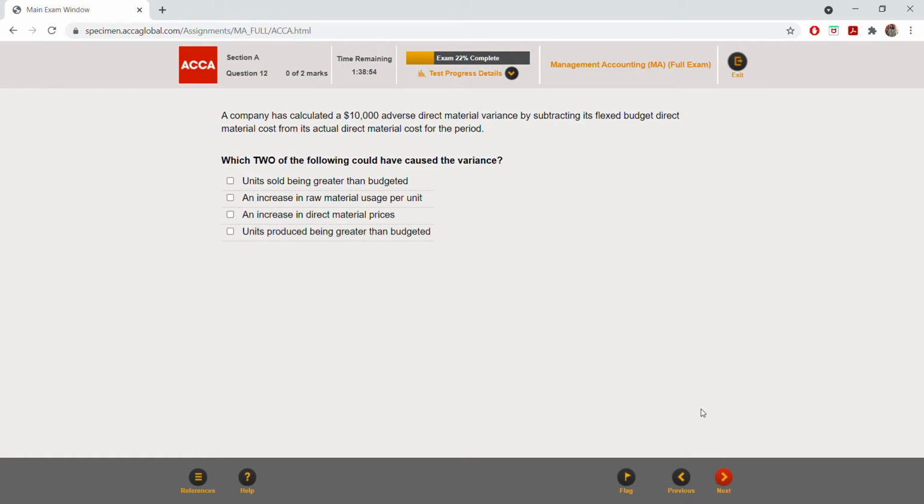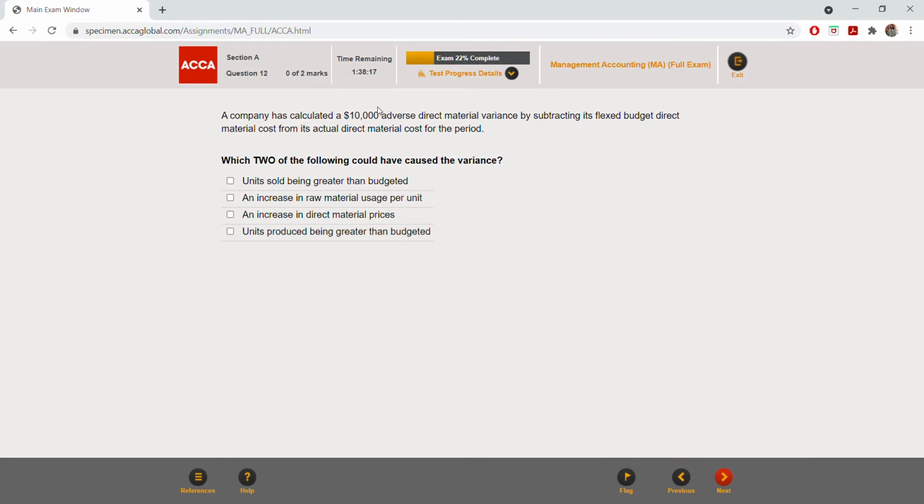Next. Okay, what is next? Which two of the following could have caused the variance? So this is about variance. A company has calculated a 10,000 adverse direct material variance by subtracting its flex budget direct material cost from its actual direct material cost for the period. Which two would cause the variance? Units sold being greater than budgeted, an increase in raw material usage per unit, an increase in direct material prices, units produced being greater than budgeted.